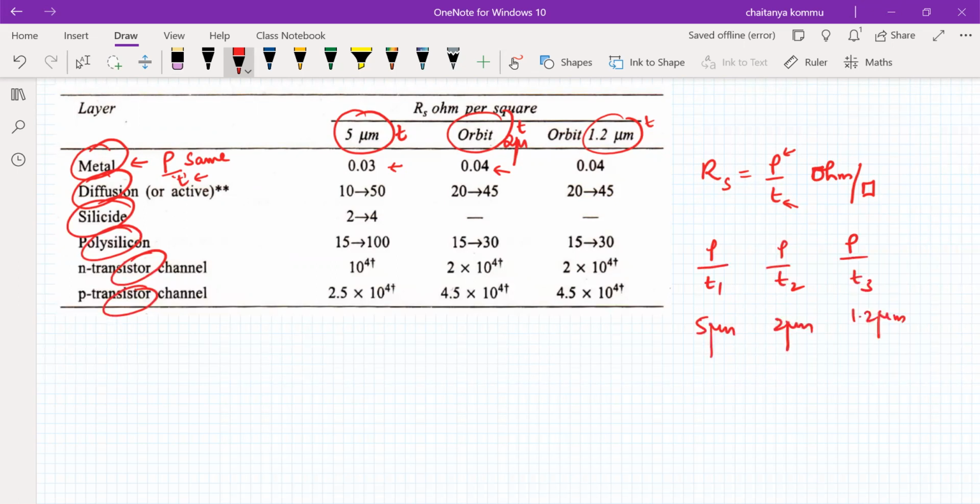Did you understand what I'm trying to say? The resistivity of the metal is the same, but thickness is different for different technologies. That's the reason why we have a different sheet resistance for metal at different technologies.